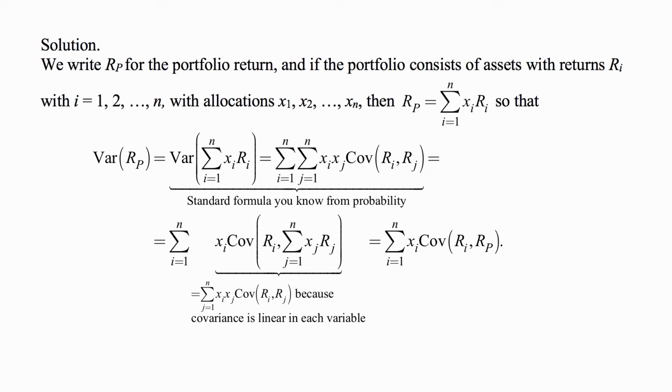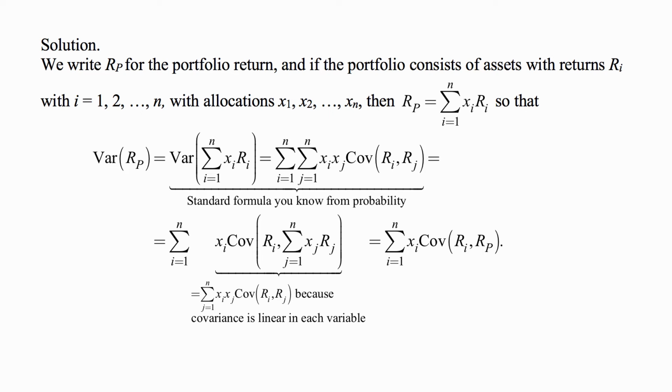And the formula that you should have learned from probability says then that's just a double summation, with i running from 1 to n and j running from 1 to n, of xi times xj times the covariance of Ri and Rj. And of course, when i is equal to j, that covariance becomes a variance.